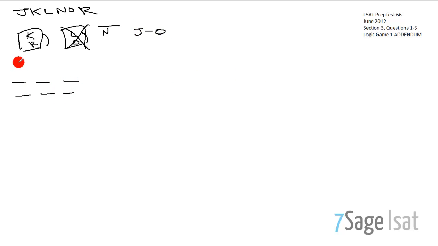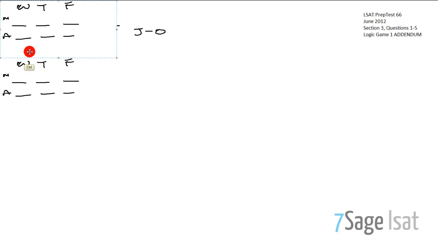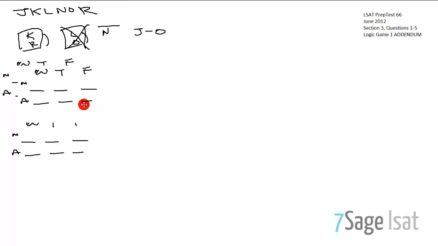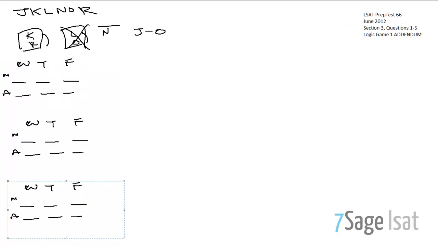So our setup was like this. This is Wednesday, Thursday, Friday. This is morning and afternoon, right? And then let's go ahead and reproduce this 3 times using the magic of technology. And you'll see why we do that in a second. Okay, so now I'm going to write in blue, right?